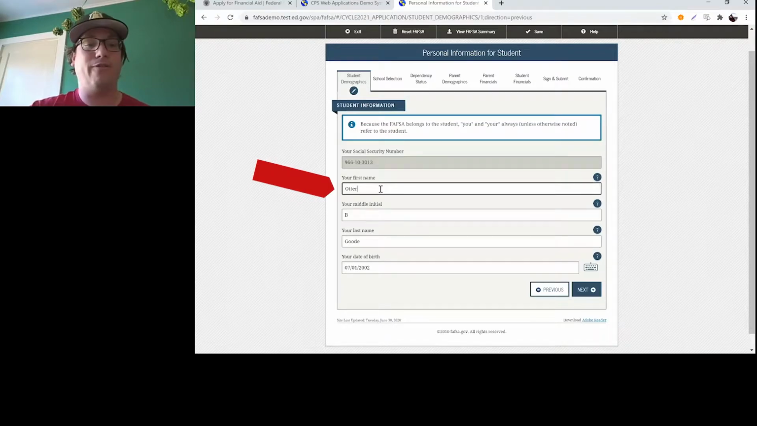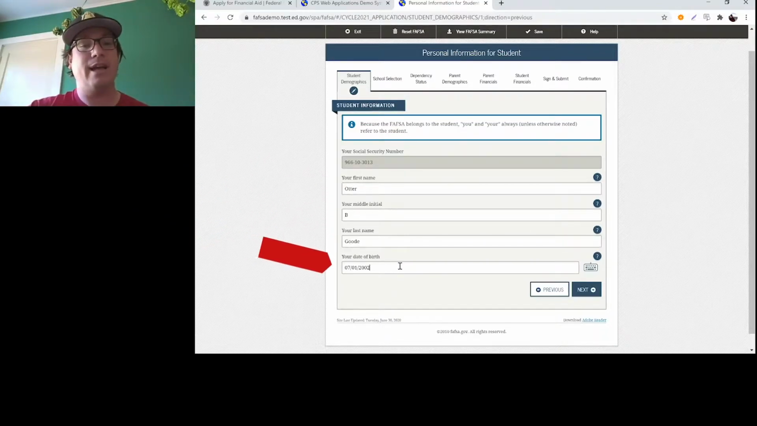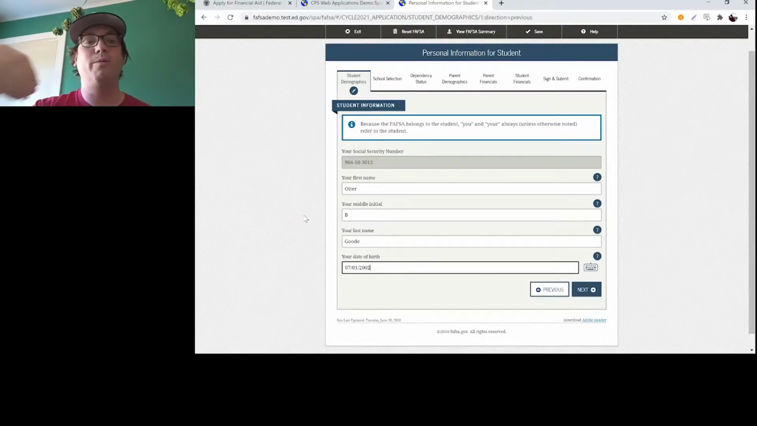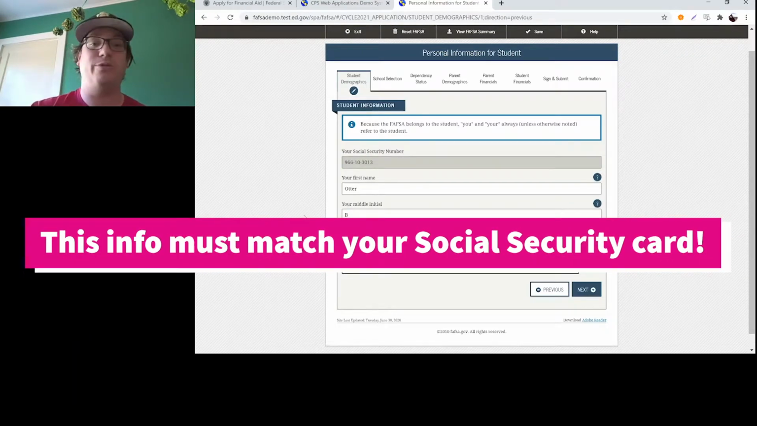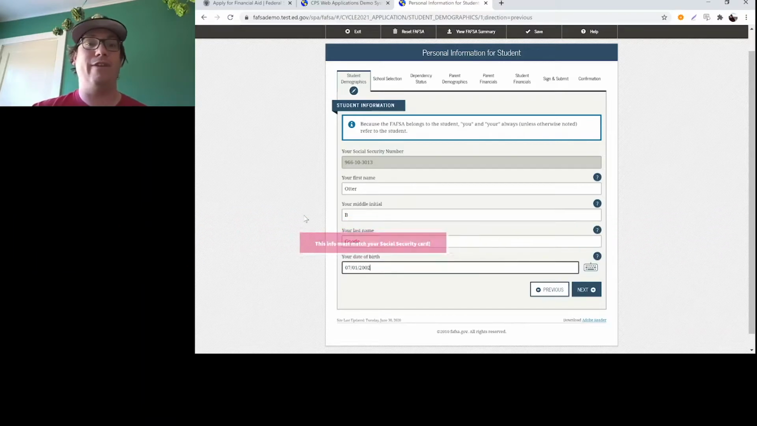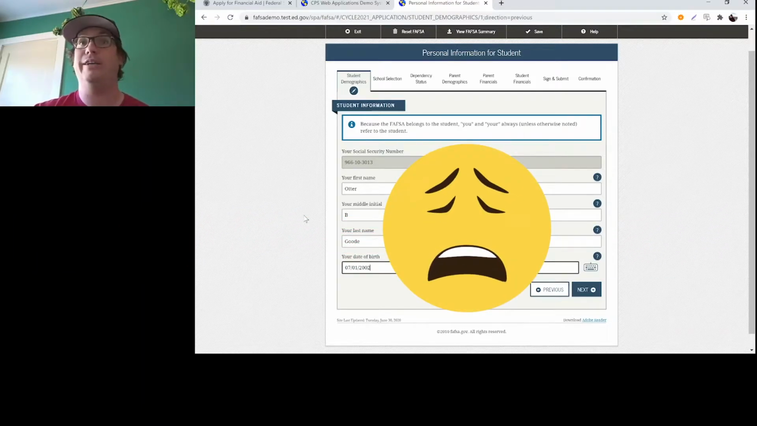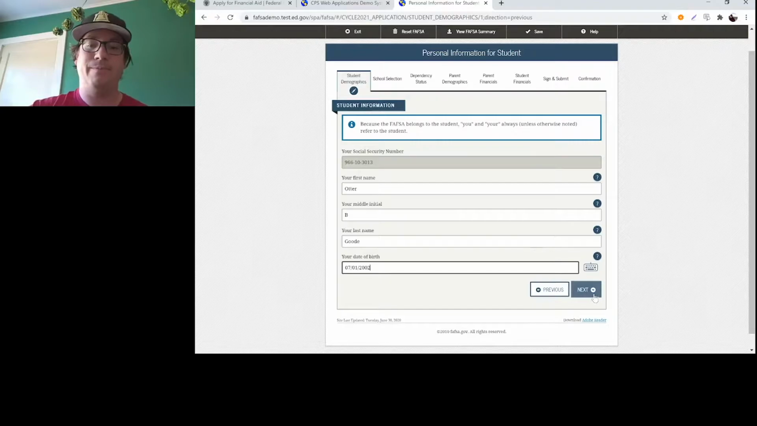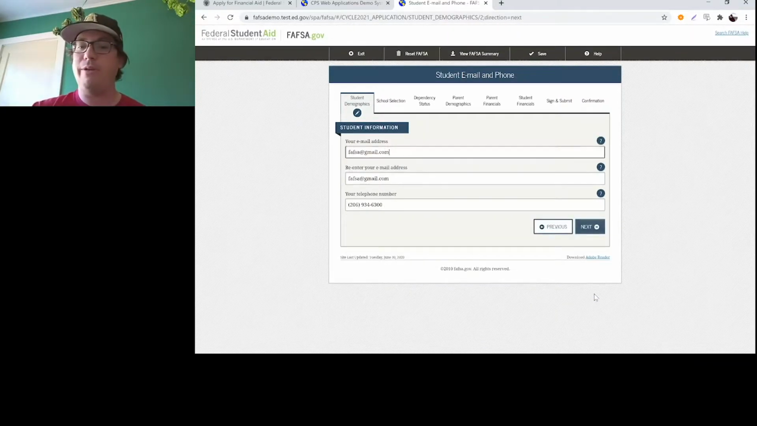You're going to put in your first name, middle initial, last name, and your date of birth. It is super, super important that this matches what is on your social security card. If it doesn't, you're not going to get money. So make sure that it matches, right? Seems easy so far. We go to the next.